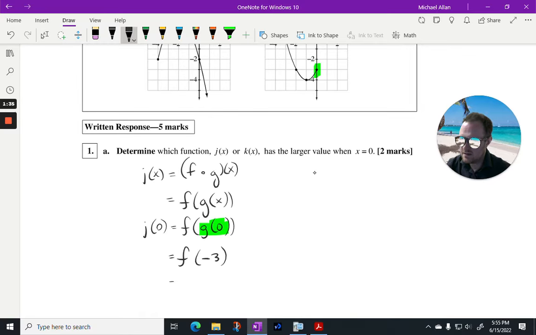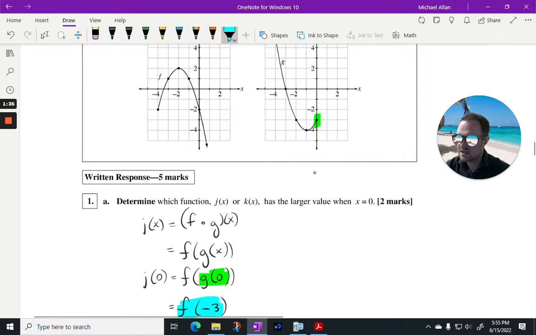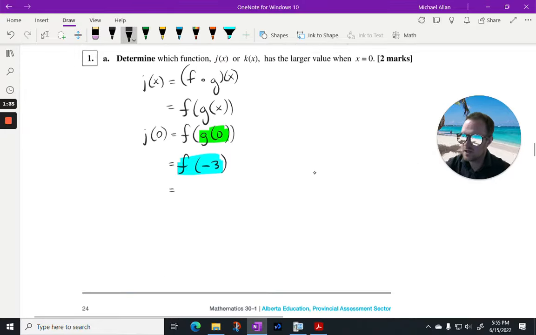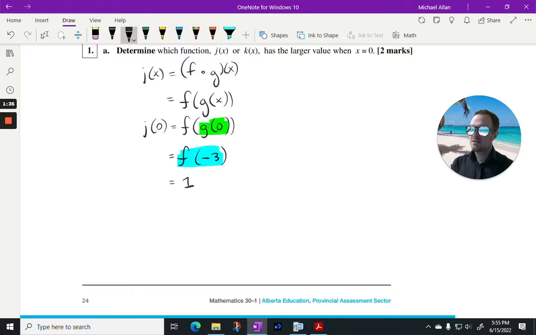Okay, and then what I'm going to do is take that -3. Then I'm going to look for f of -3 now, because now my x has changed. I'm going to use -3 as my x, so that's going to be right there. So my f is actually +1. Now I want to determine which is the larger value, so I'm going to do the other one.